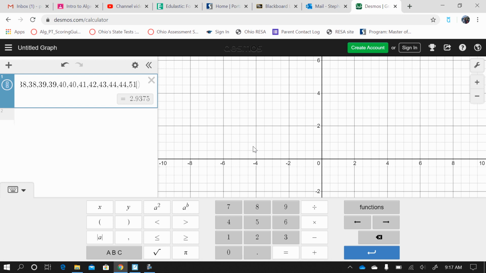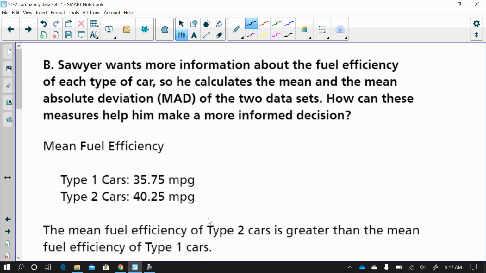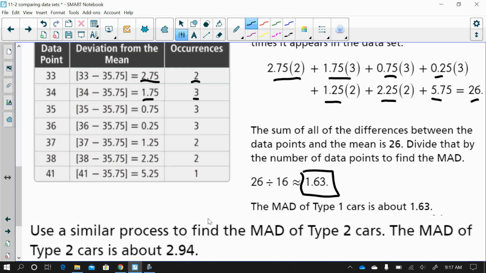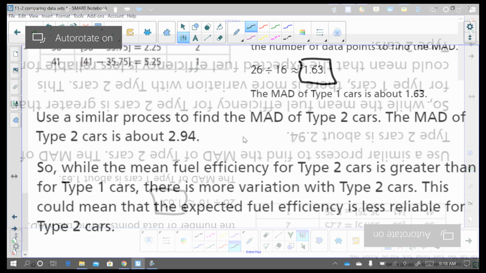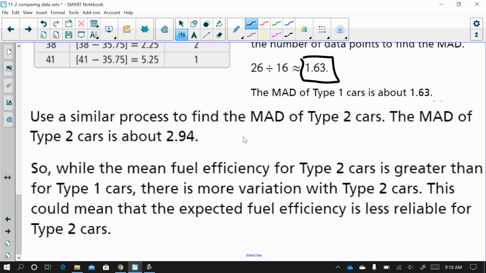Much, much easier to use this technology. So we get a MAD of 2.94. So that's how they get the 2.94. If I'm really thinking about this one, this means that data set number 2 varies from the mean about 2.94 miles per gallon.